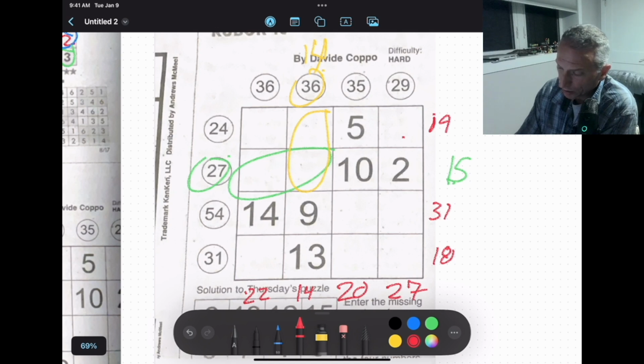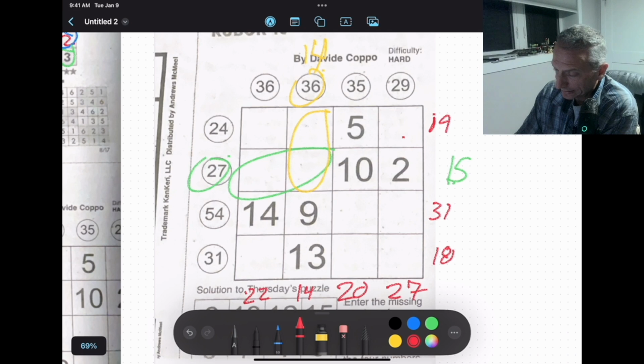Well, here's an interesting thing. I think I need to look at this cell right here. I think this is probably where we've got to start. I could start looking at where does 16 go, but I think it's easier to just look at this cell. What can this cell be?